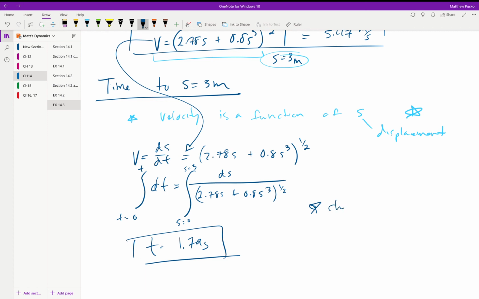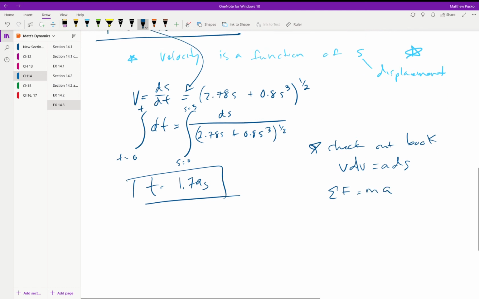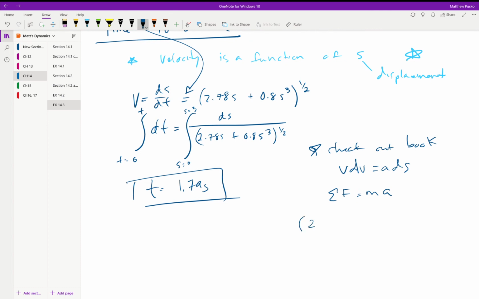Also, check out the book. Most of these problems have a second solution that can be used with equations of motion. In this case, they use v dv is equal to a ds. Remember that definition. And you sum the forces, Newton's second law, to get your equation of motion. I'm not going to do the full problem, but what's your force? You have the 28 plus 3s squared, all times 10 to the third. We also have a minus mg pointed down, and that's going to be equal to the mass times the acceleration.